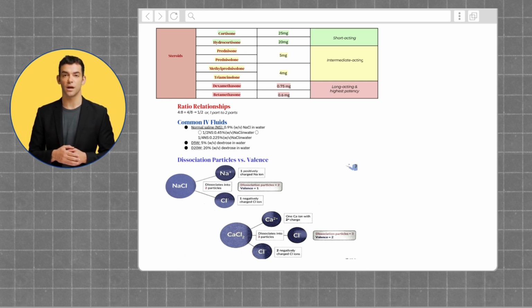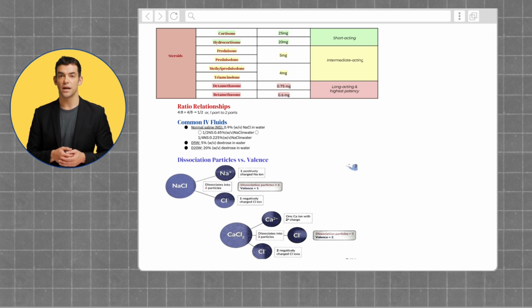For 1/2 NS, half normal saline. What is it? A weaker version of NS, with 0.45% NaCl in water. Why use it? It's hypotonic, less salty than your blood, so it helps hydrate cells. Used for mild dehydration or to mix with other medications.